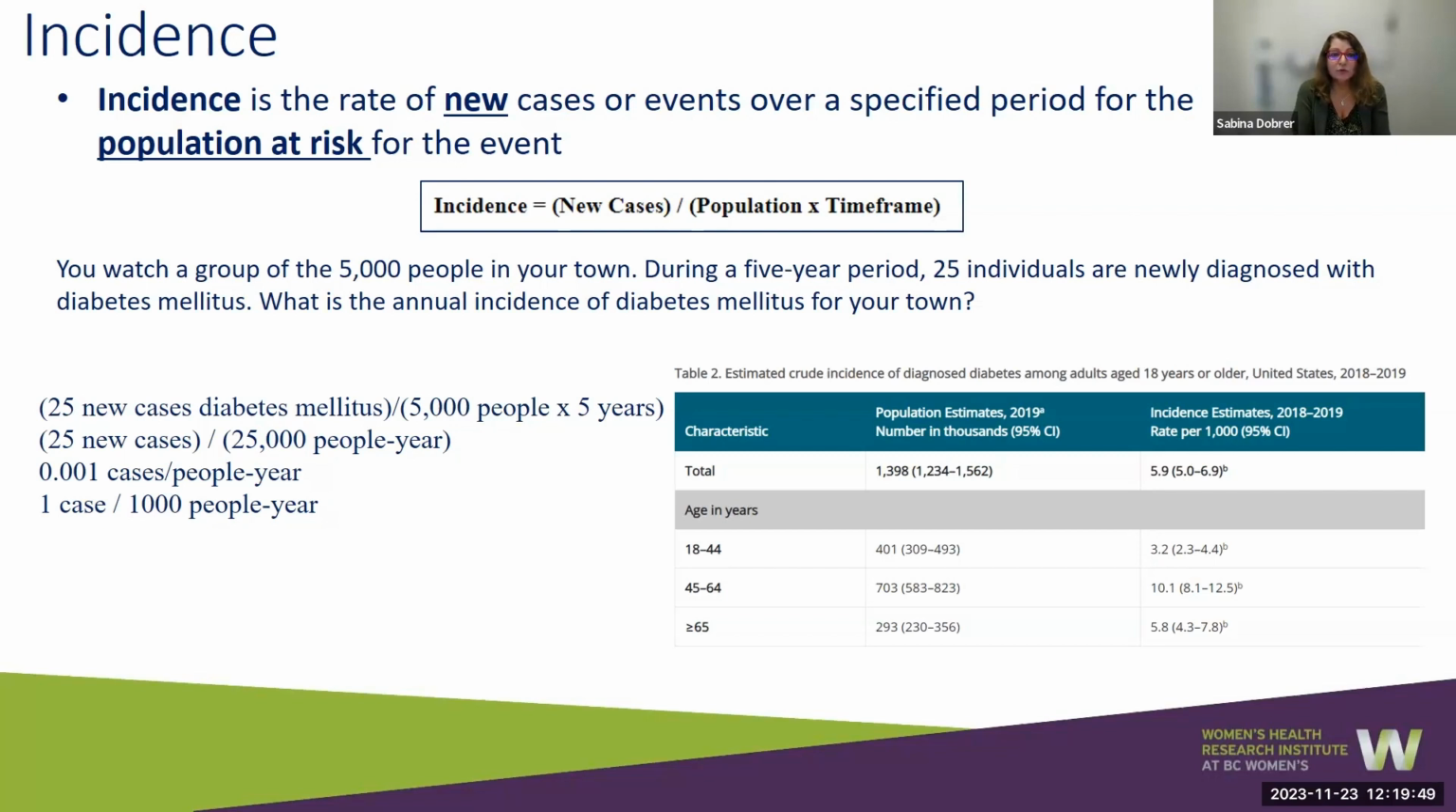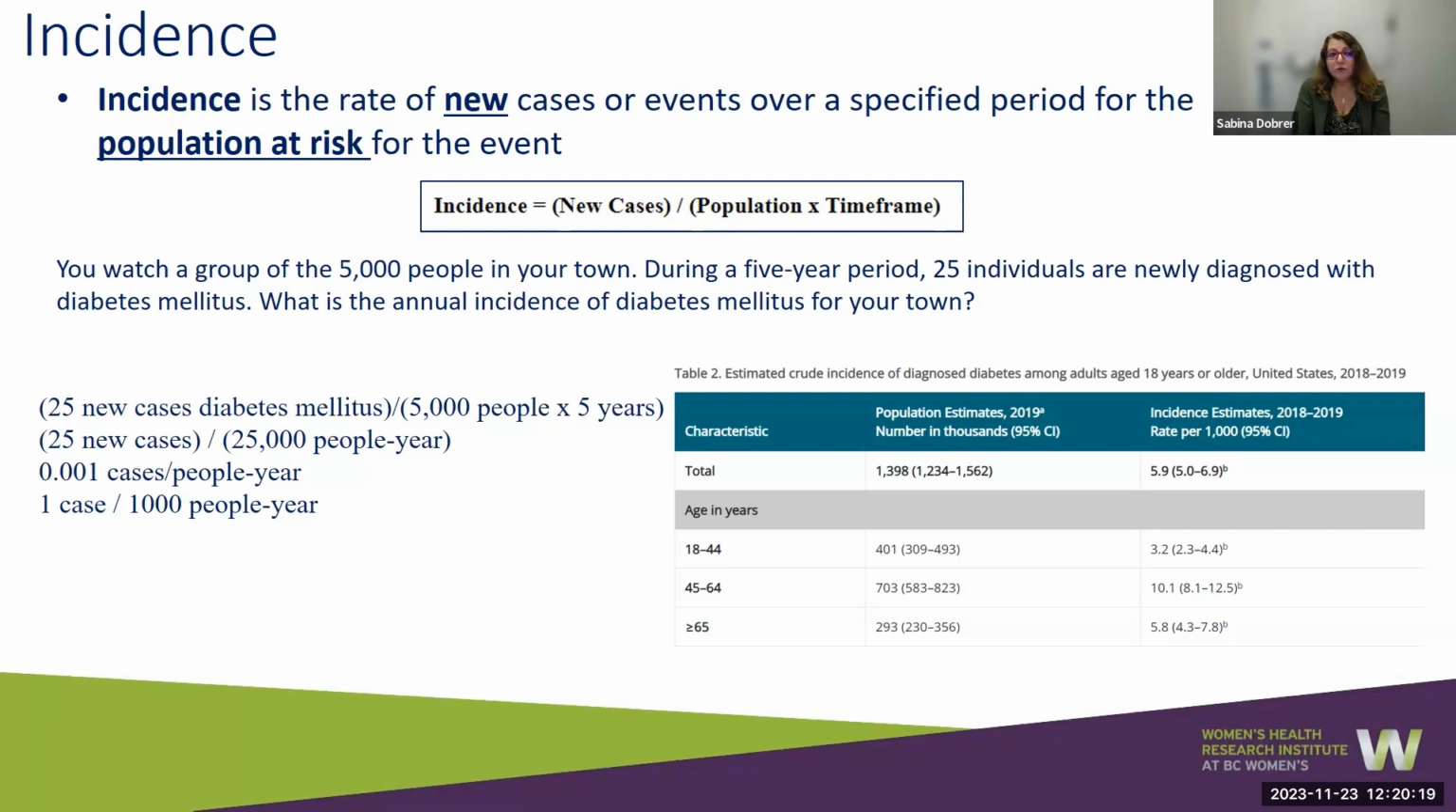Incidence is the rate of new cases or events over a specified period of time for the population at risk. So basically, we're taking all new cases of a specific disease and dividing it by our population at risk, multiplied by some kind of follow-up time or disease time, like any time frame we want to calculate our incidence from.